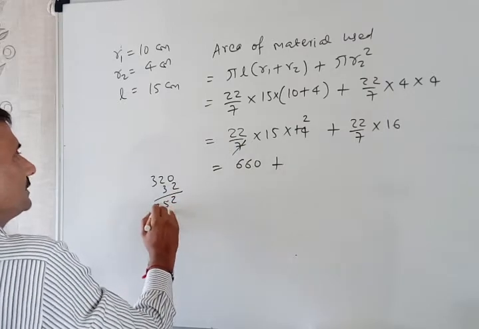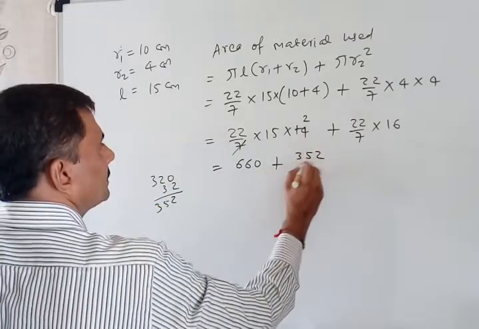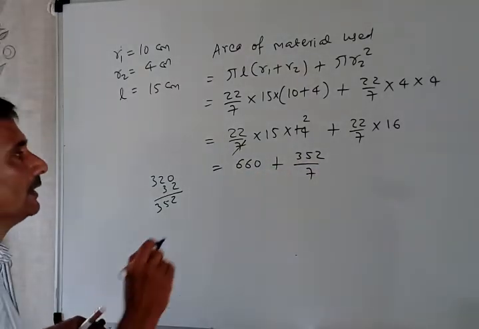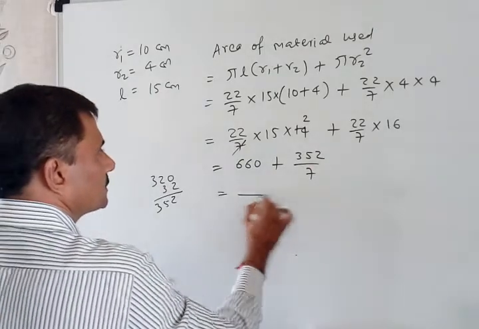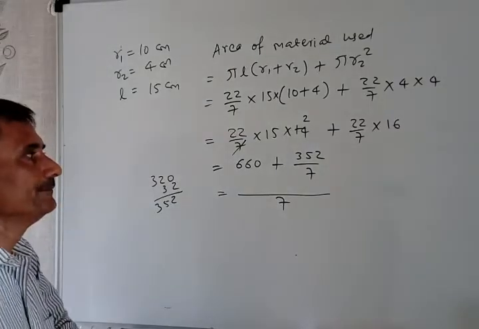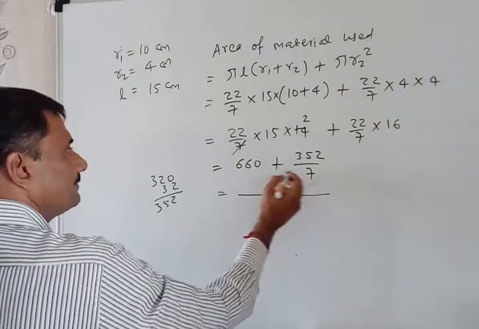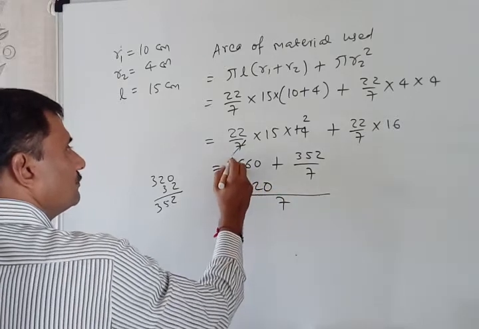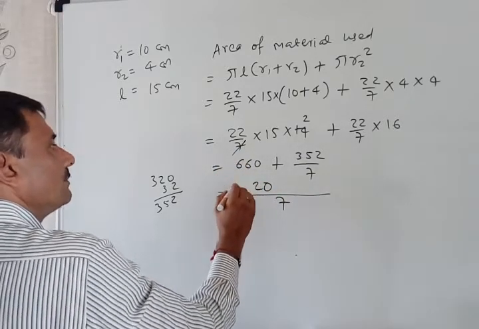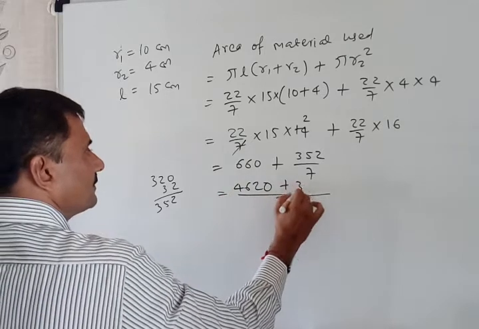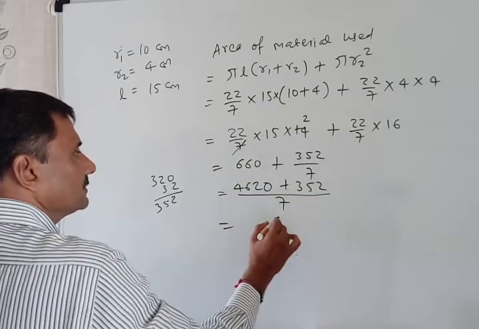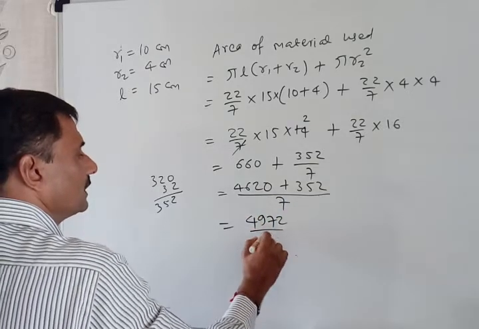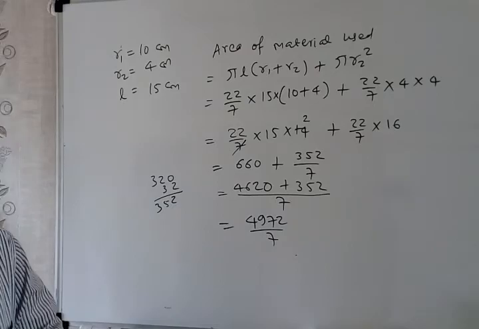So 22 into 16 is 352, and 22 into 30 is 660, so it becomes 352 divided by 7. Okay. Now take the LCM. So 7 is the LCM. So it becomes 7 into 660 is 4620, plus 352, so it will become 4972 over 7. Okay, so this is the simplest fraction.